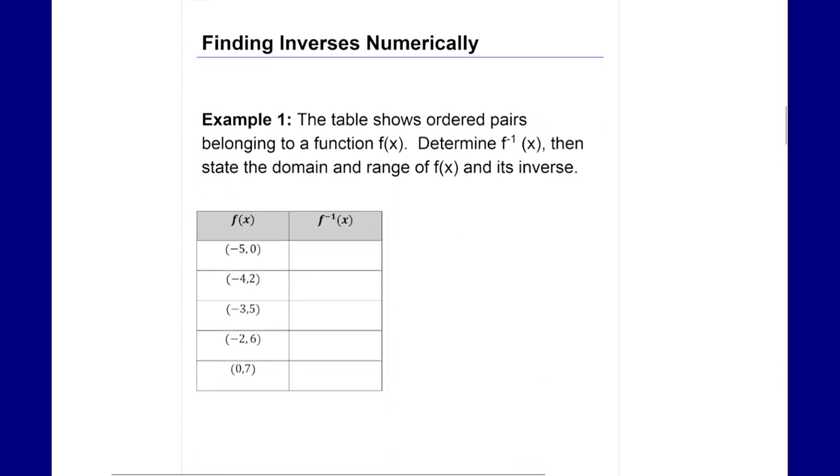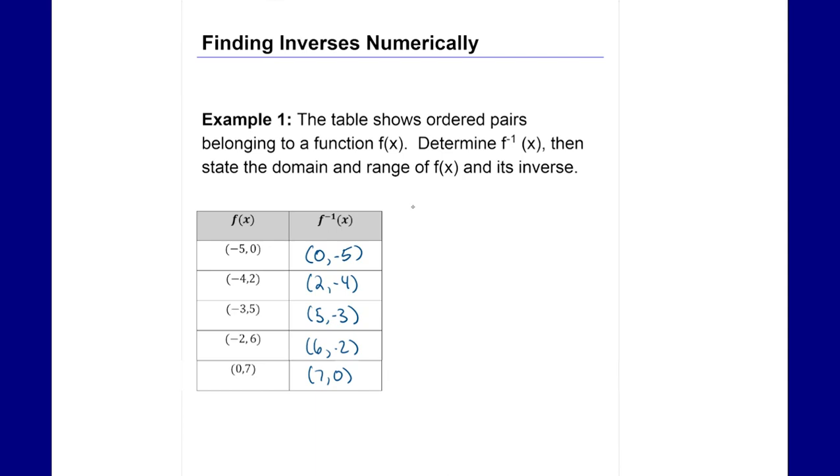So example 1, the table shows ordered pairs belonging to function f at x. Determine the inverse of f at x, then state the domain and range of f at x and its inverse. So for the points, all we're doing is just switching the values. So 0 and negative 5, 2 and negative 4, 5 and negative 3, 6 and negative 2, 7 and 0. So all we're doing is just switching the x and y's.